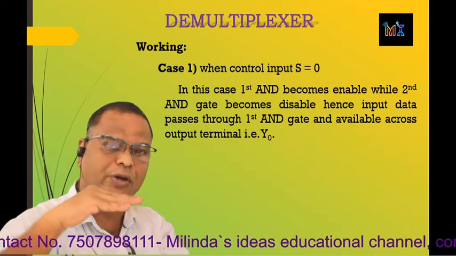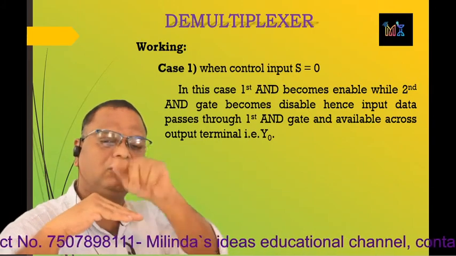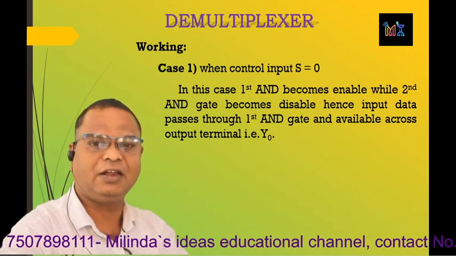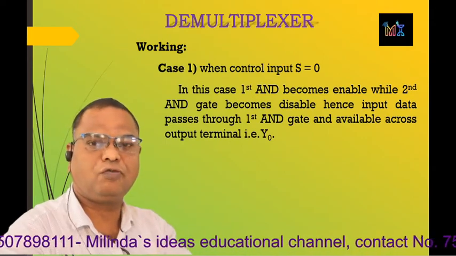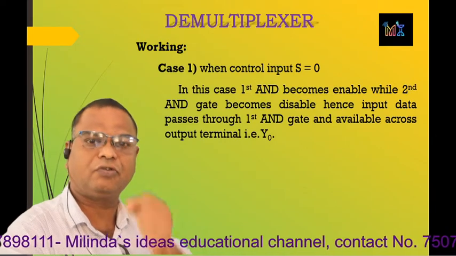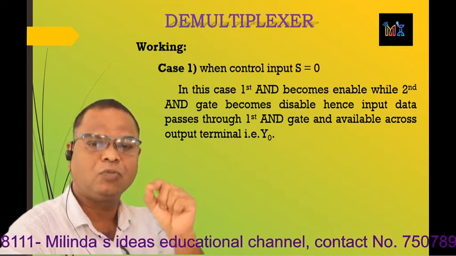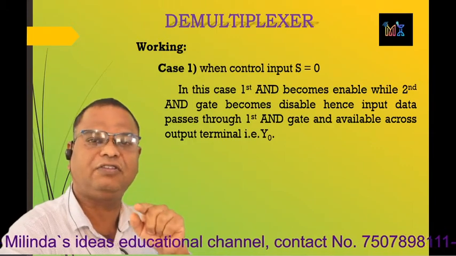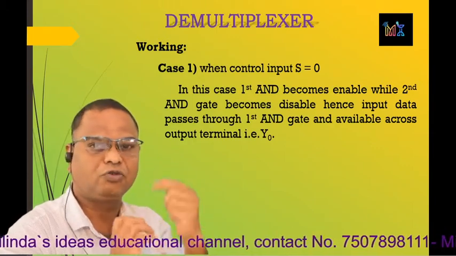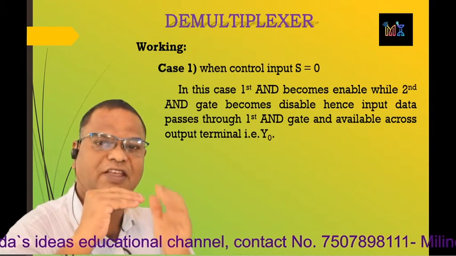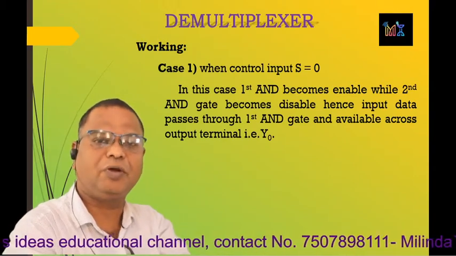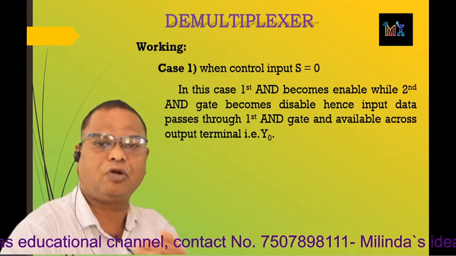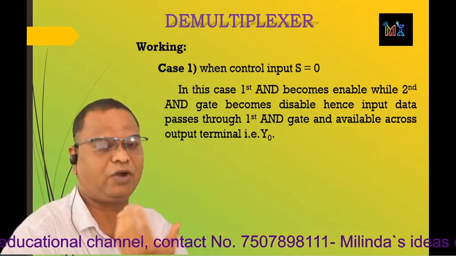So when the control input is low, when the select input is low, the output of the NOT gate becomes high. So the input connected to that gate becomes high. So now the output of this gate becomes Y0 is equal to I dot 0 complement, that is 1. So Y0 is equal to I into 1, so that is I. So now in this case Y0 is equal to I. So whatever the signal, whatever the data, that is connected appears at the output terminal of the first AND gate, that is Y0.